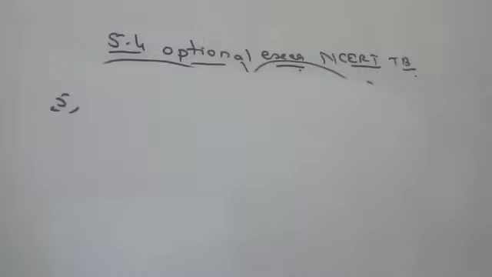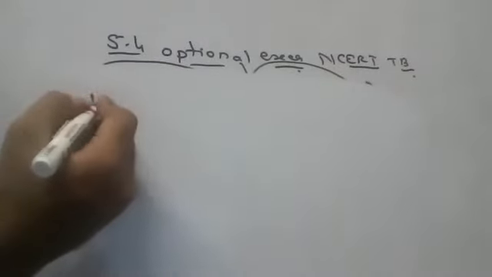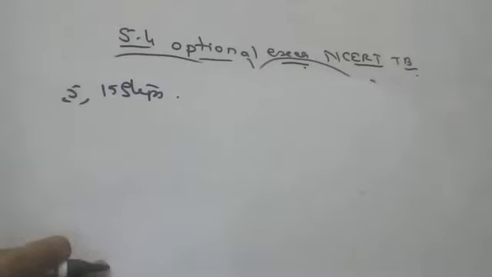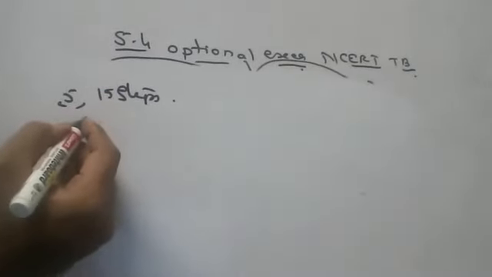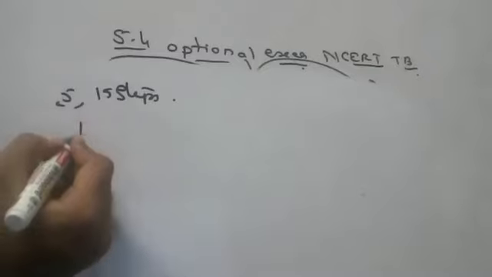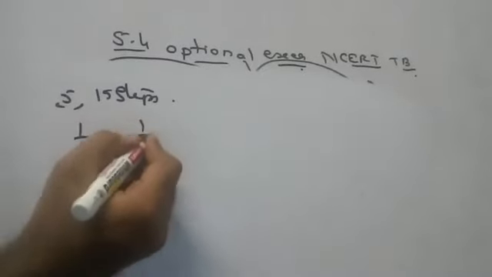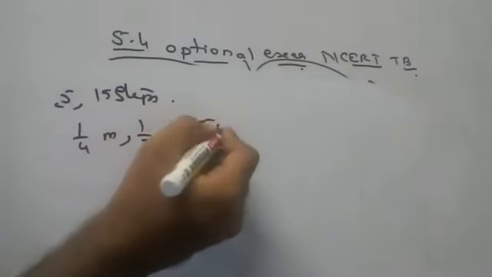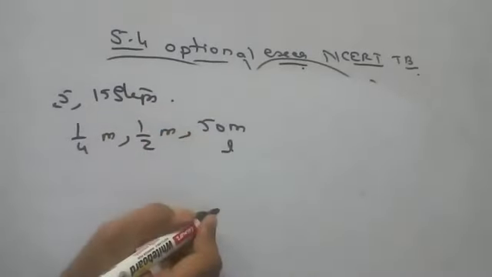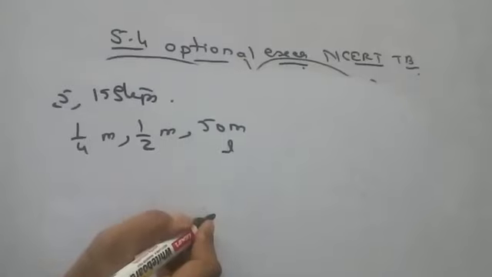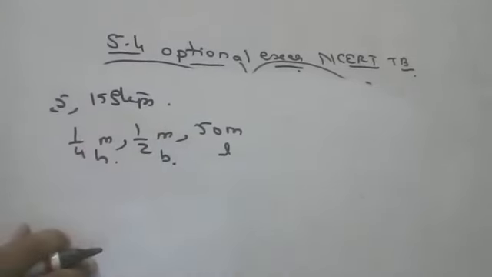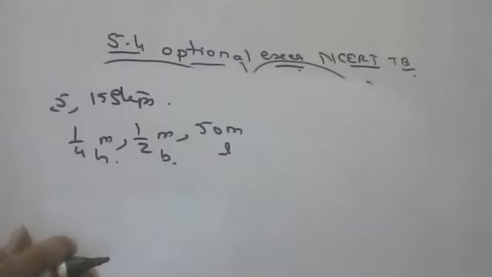Fifth question, children. There is a football ground. 15 steps are there, children. In these 15 steps, each step measurement, if you take, children, 1 by 4 meters, 1 by 2 meters, and 50 meters. This is length. Okay, children. And what is the breadth? 1 by 2. Height is 1 by 4. Children, it is asking, what is the volume?